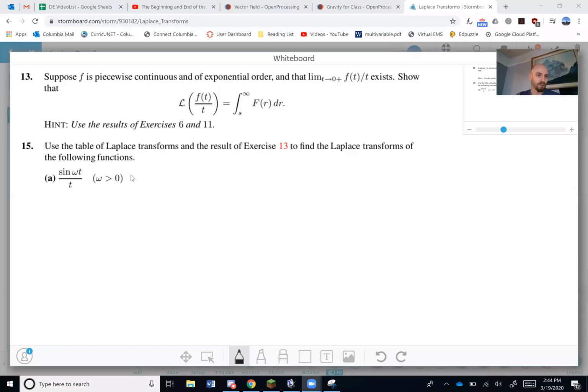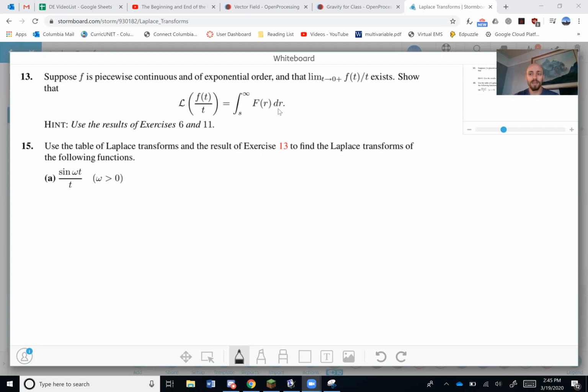Okay, guys. So you wanted to do 15A, which says use the table of Laplace transforms and the results of exercise 13 to find the Laplace transforms of, in this case, just sine of omega t over t, with omega bigger than 0. And if you look at exercise 13, it says suppose that f is piecewise continuous and of exponential order, and so on. Show that the Laplace transform of f of t over t is equal to the integral from s to infinity of F of r dr.